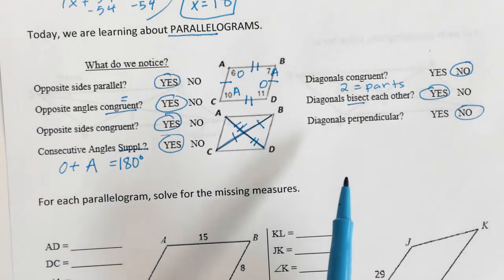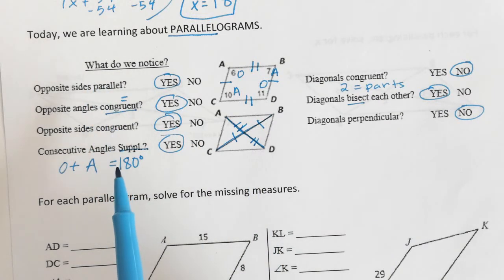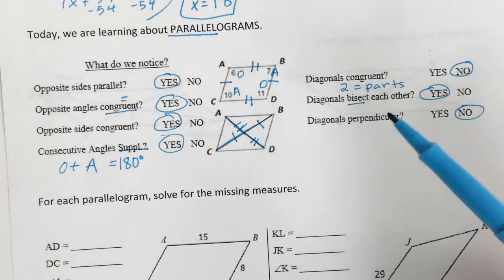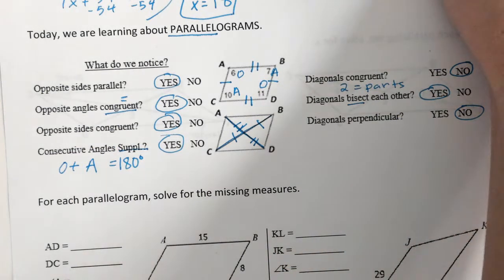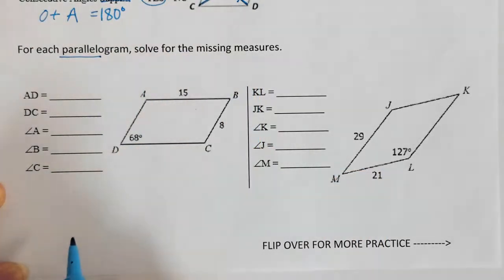So this is all of the learning that you need to know about parallelograms, and then we just have to use all of these properties in problems to solve. So let's slide our papers down and look below. For each parallelogram, solve for the missing measures.